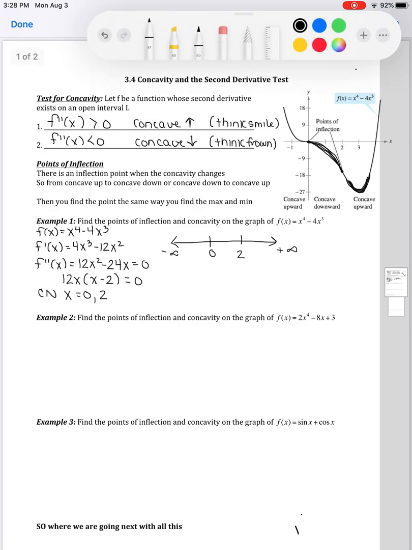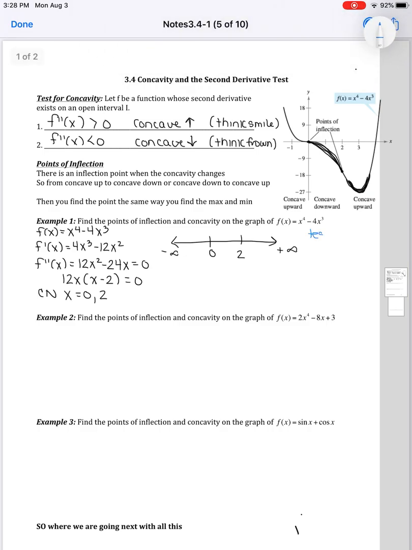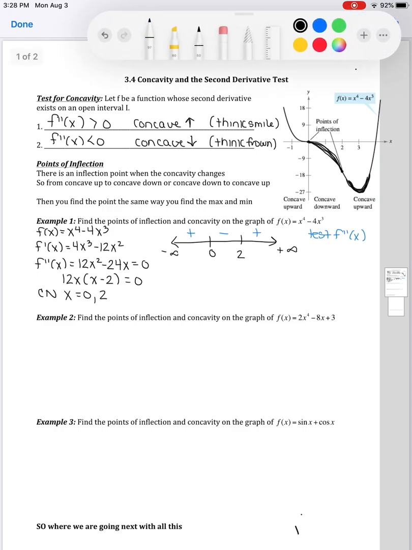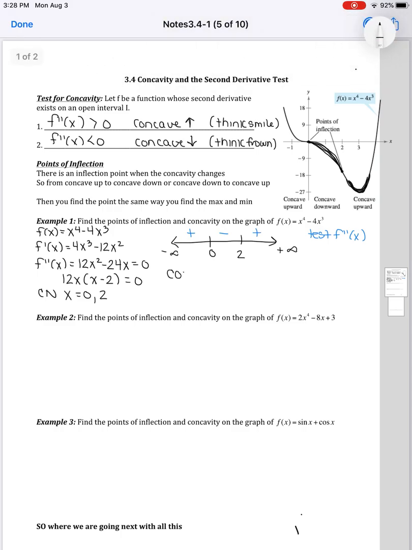Just like we do for first derivative, those two critical numbers go on a number line. And we test. Now keep in mind, though, we're on second derivative, so we are testing in the second derivative. And when we test, I'm going to get a positive, a negative, and a positive. So we are looking for concave up, concave down, and inflection points.